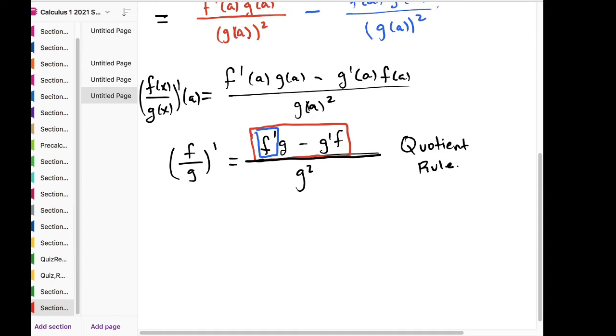You write the numerator's derivative first. So that is the derivative that comes first, the numerator's derivative. It's kind of how I like to remember it. As long as you remember to do the derivative of the numerator first, then you're good. And then it just looks like the product rule, but with the subtraction.